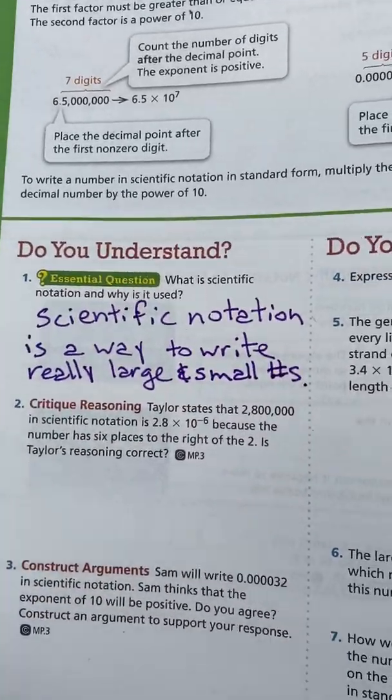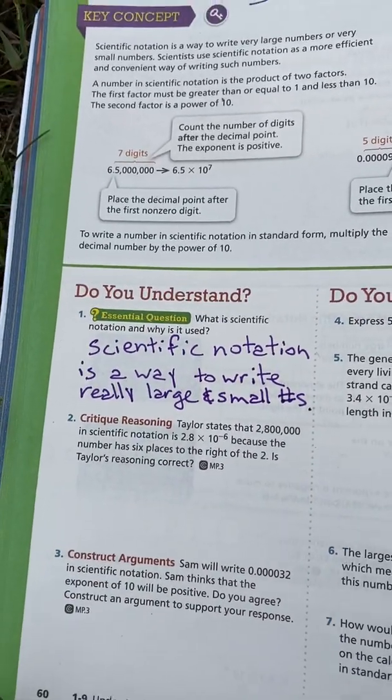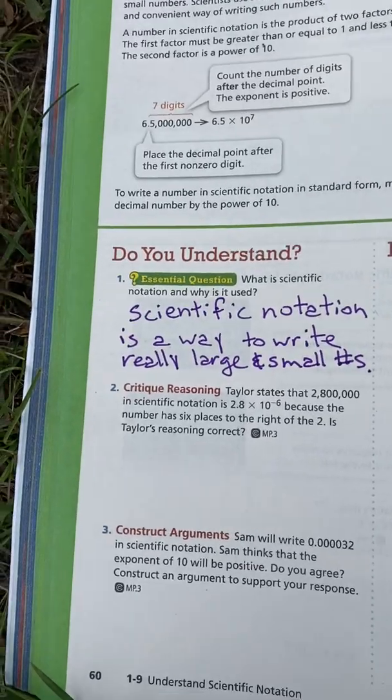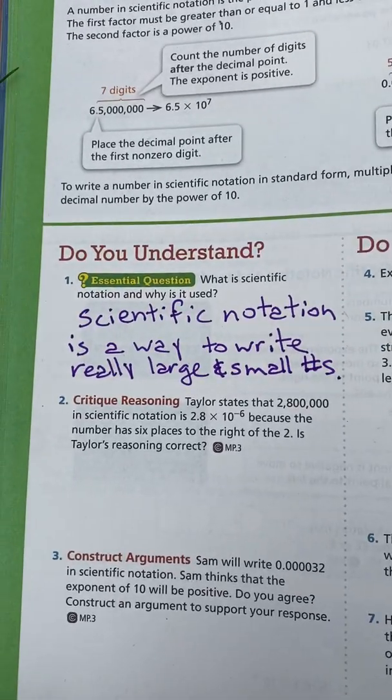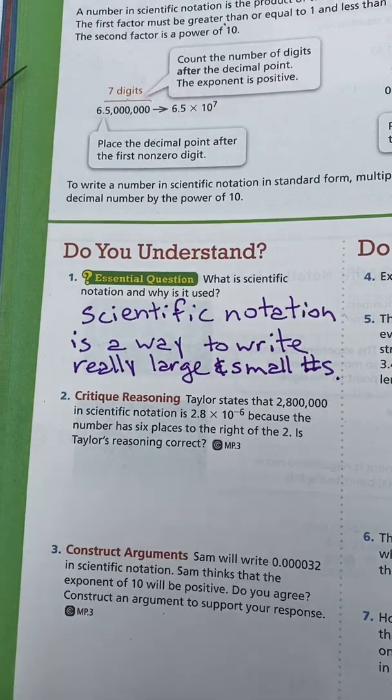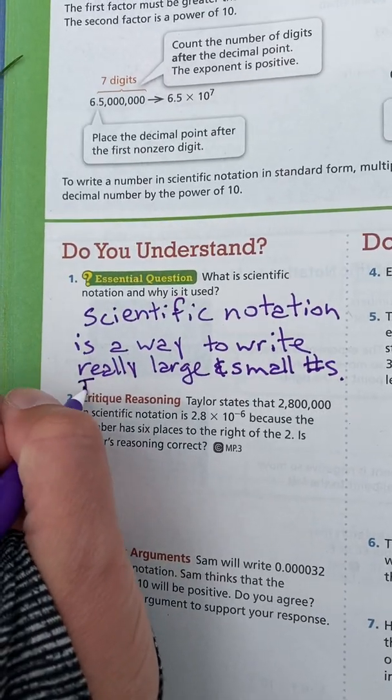Okay, and then we have the second part of that. It says, why is it used? It's used because it's more efficient. Mathematicians do not like wasting their time. We have lots of symbols for everything, so it's more efficient.